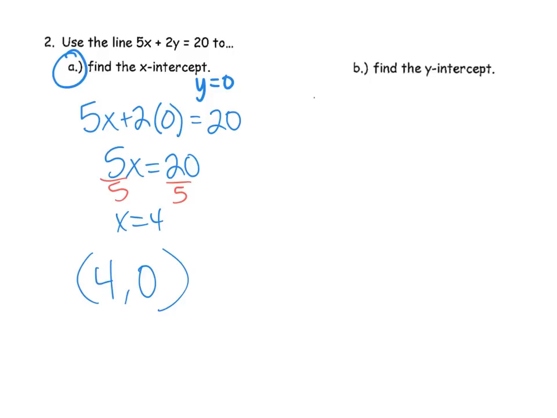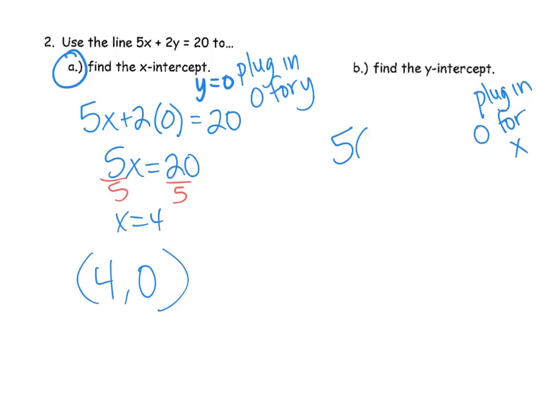Okay, now go to B. What do you suppose that I would do? So I plug in 0 for y to find my x-intercept. What do you suppose I'm going to do for my y-intercept? Plug in 0. Okay, do that. 5 times 0, plus 2y equals 20.